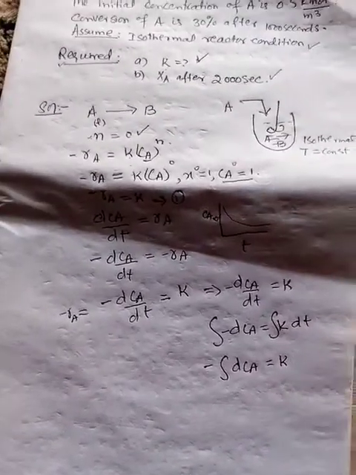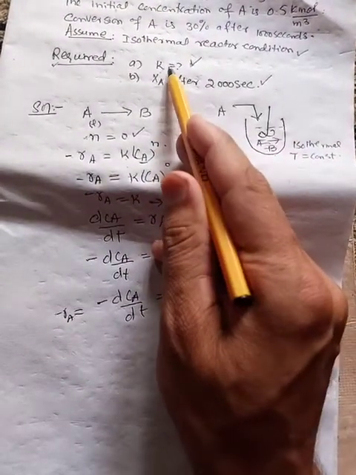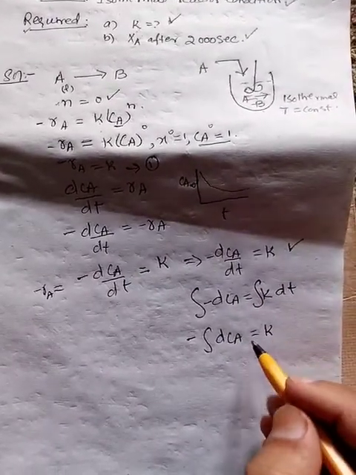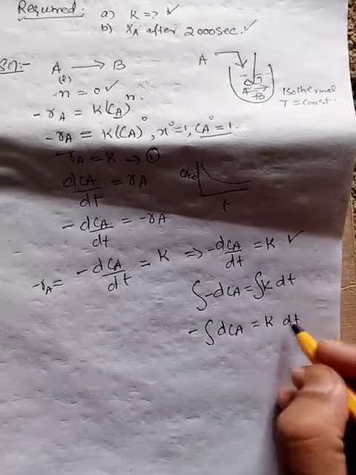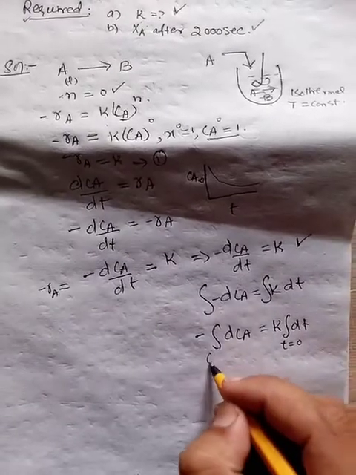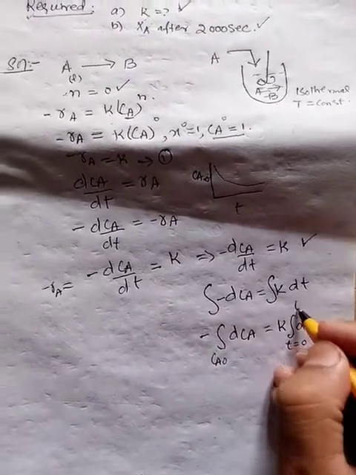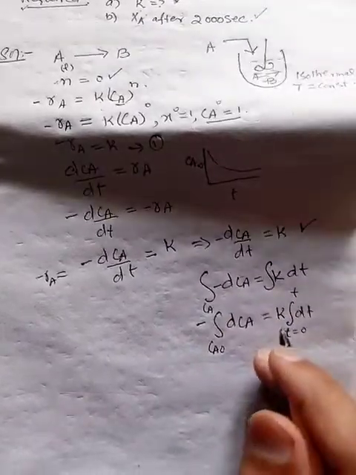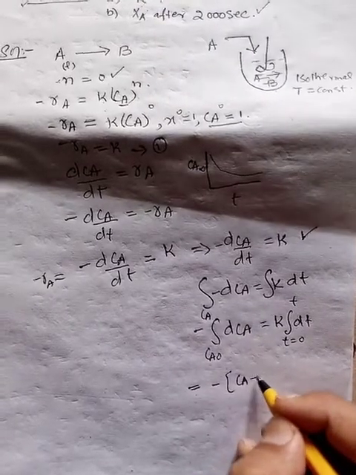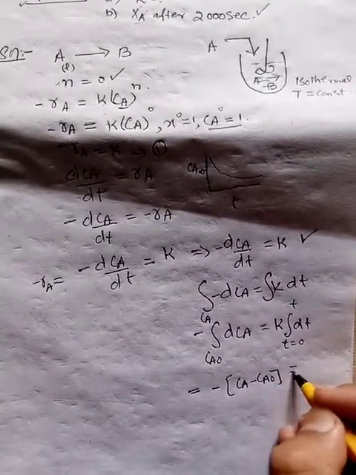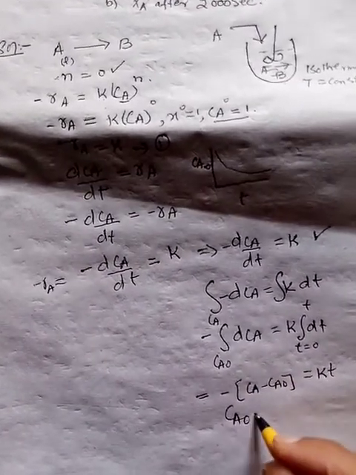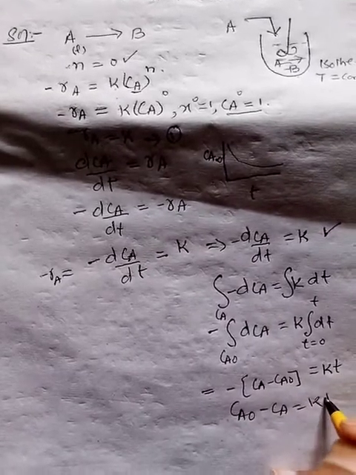Now the first step is to determine the rate constant K for this zero order reaction. K can be determined from this differential equation. So minus dCA is equal to K into dt, with the integral sign. Applying limits, when time is equal to 0, the concentration of A in the reactor will be Ca0. At time t, the concentration of A in the reactor will be Ca. So after applying limits, minus final concentration minus initial concentration is equal to K into time. So Ca0 minus Ca is equal to Kt.